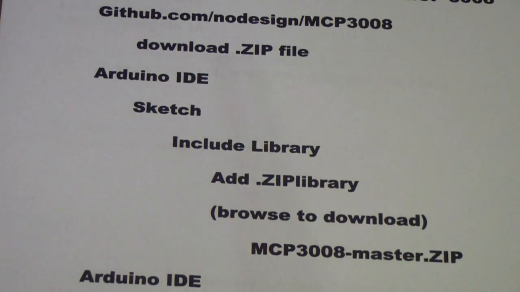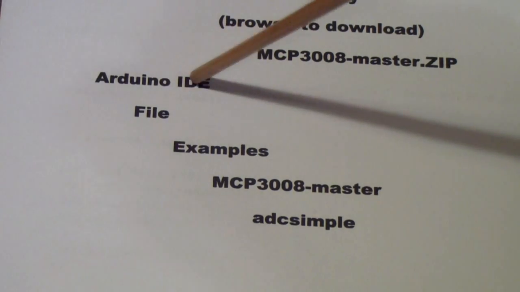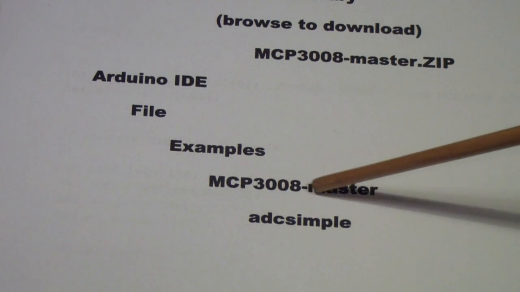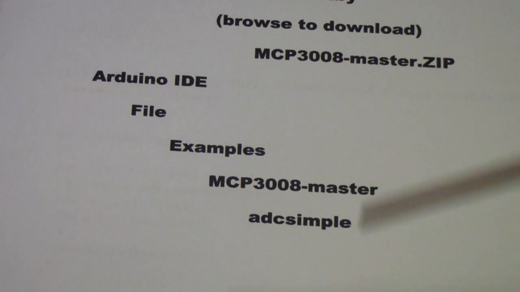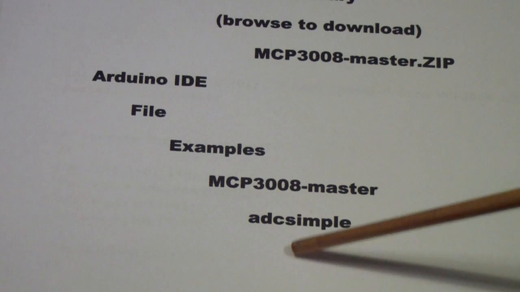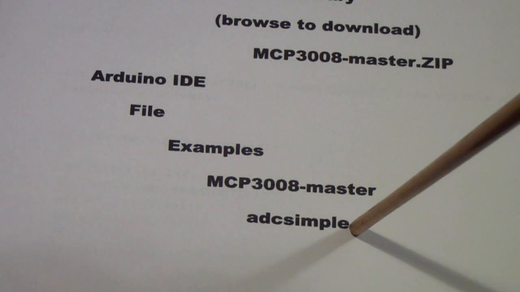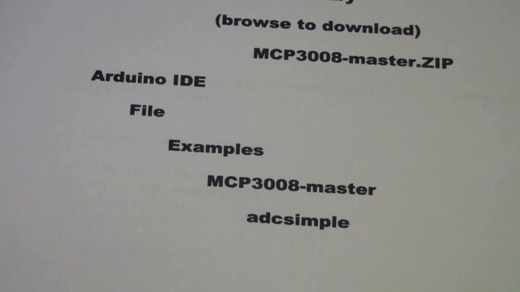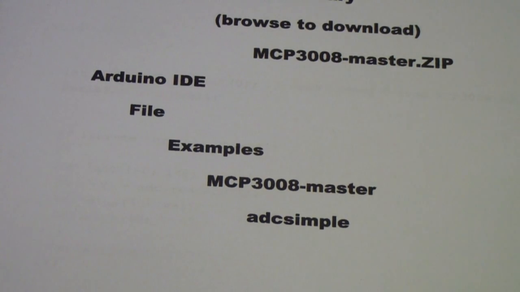development environment. Then to run it, you go into the Arduino IDE, the Integrated Development Environment. You go to File, Examples, and you should find an entry called MCP3008 Master. It'll probably be at the very bottom of the examples. You go down to that, and there should be a program alongside called ADC Simple. Click on ADC Simple, and it should put that into your IDE. Then, of course, you have to compile that and download it to the Arduino to make it operate. That's what we have done so far.